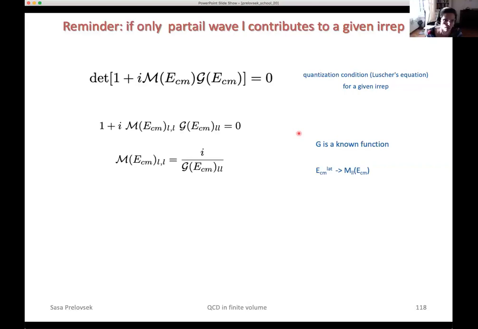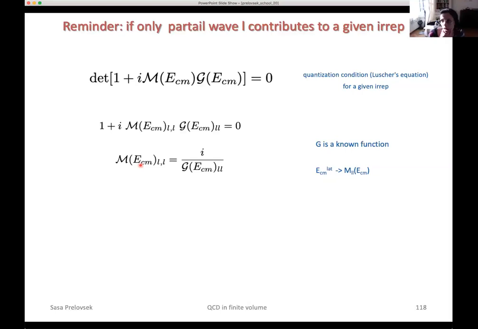Now, what would happen if only one partial wave contributes to a given irrep? Then the story is simple. You have this determinant equation, which, if only partial wave L contributes, is basically this equation, and you get the scattering amplitude. Let me remind you, G is a known function of energy. So if you measure the lattice energy E, through this equation you get the scattering amplitude at this lattice energy E immediately. This is the Luscher equation we used so far, basically.